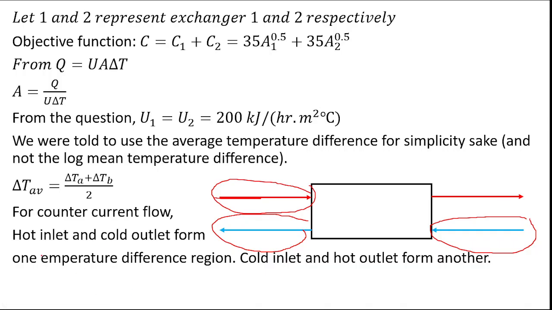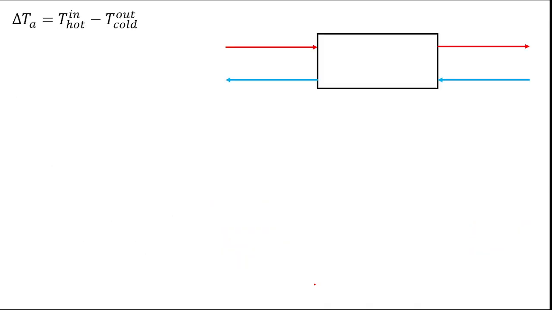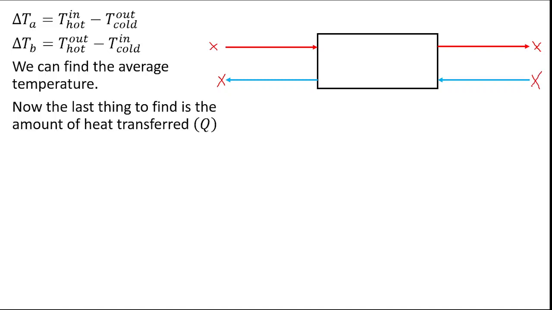Region. And sorry, there's supposed to be a T here. Okay. So if I want to find a change in T, it's just going to be T in for the hot stream, so that's this one over here, minus T out for the cold stream, that's this one over here. And change in TB will be T out for the hot, that's this one over here, minus T in for the cold, that's this one over here. Then I can just find the average, right?